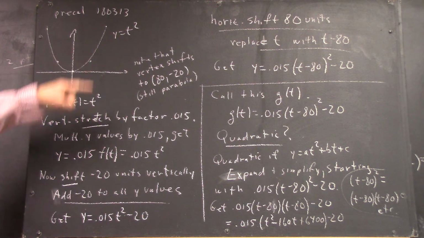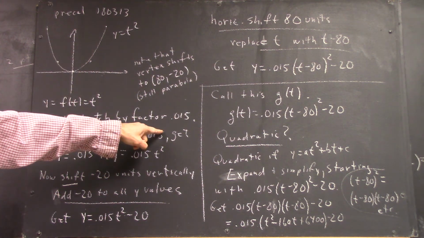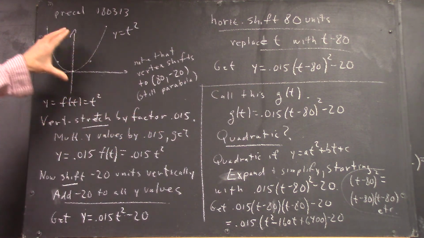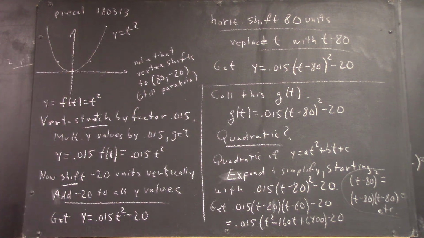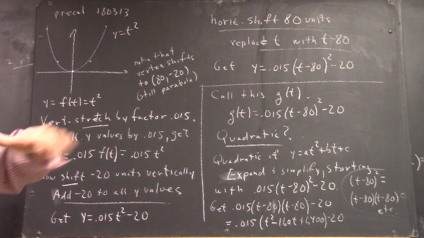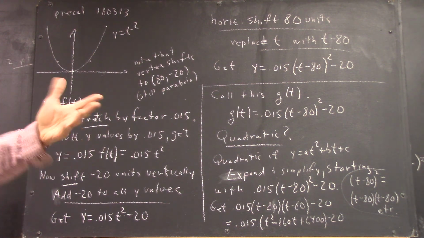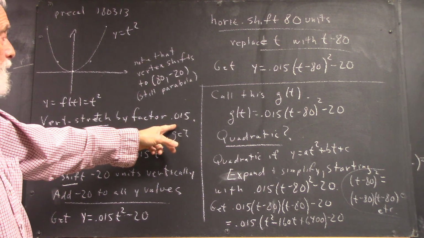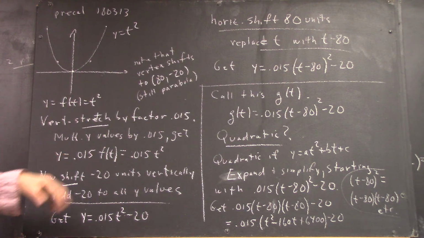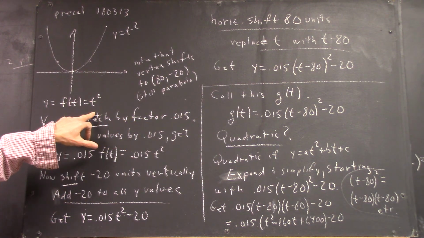vertically stretch this function by a factor of 0.015. I don't mean graph the vertical stretch, because that's a small factor. It'd be hard to graph that. Everything would shrink down real close to the x-axis. Everything would look almost flat, right? We're not going to actually do that, but we vertically stretch by a factor of 0.015, and what you're asked for is, what's your function going to be?